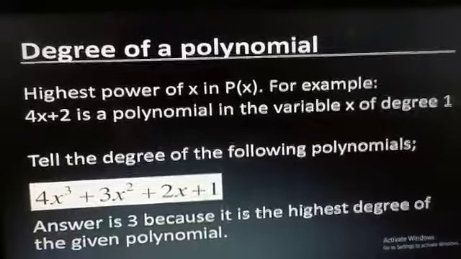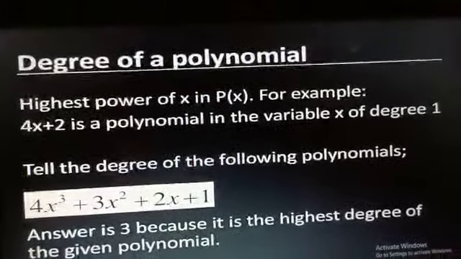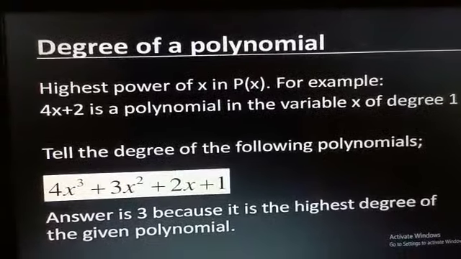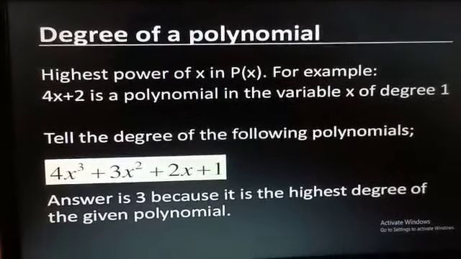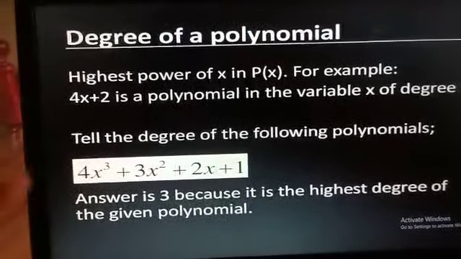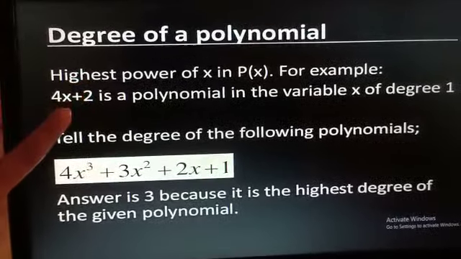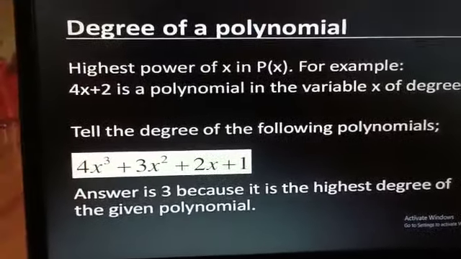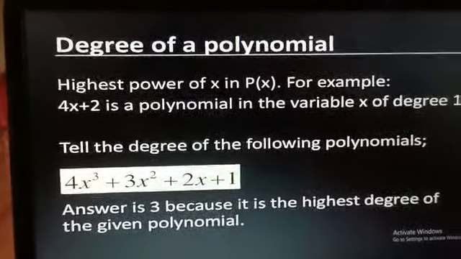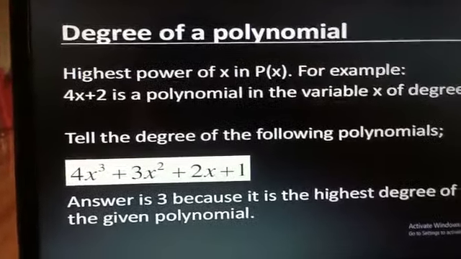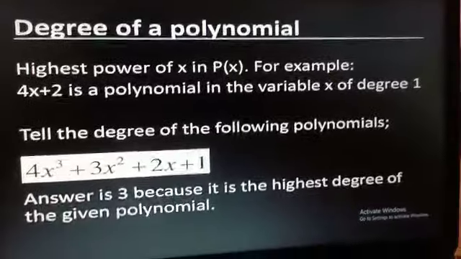Moving ahead. Now we look at the degree of a polynomial. The highest power of x in a polynomial p of x. For example, 4x plus 2 is a polynomial in the variable x of degree 1. Now if you look at this example, x has a power 1 and x has a power 0. So between 1 and 0, which is the bigger number? 1. So 1 is the highest power of x. So that is the degree of the polynomial, 1.